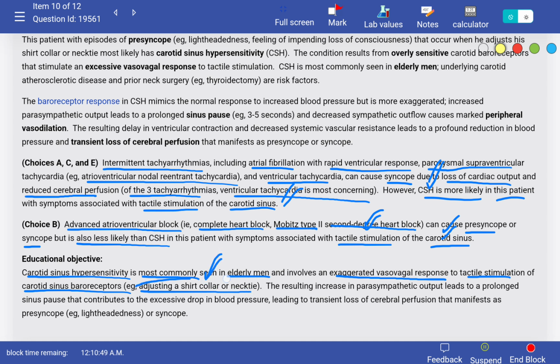This thing is important. They would have mentioned this case for you. The resulting increase in parasympathetic output leads to prolonged sinus pause, right? That prolonged sinus pause contributes to excessive drop in BP that would lead to transient loss of cerebral perfusion. There will be less blood flow to brain. Okay, that would manifest as pre-syncope or lightheadedness or syncope, right?